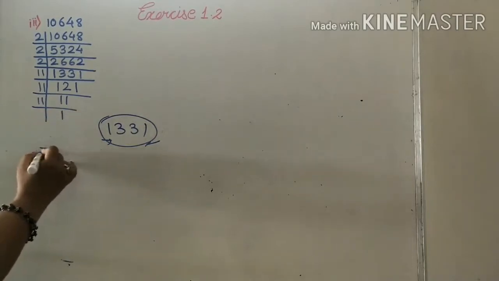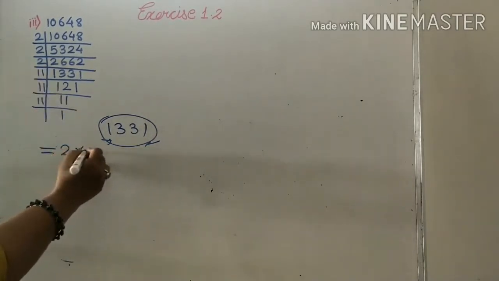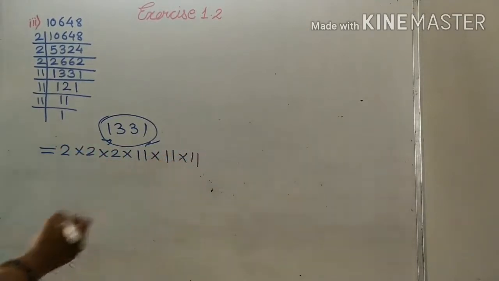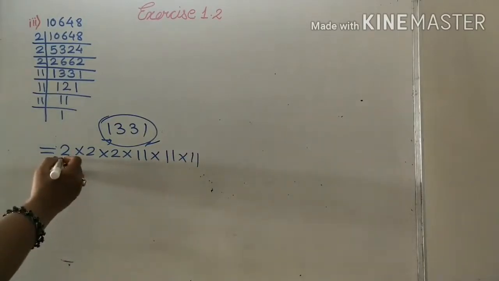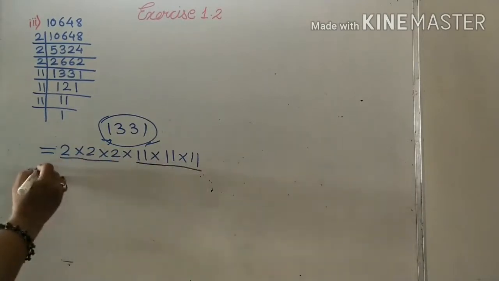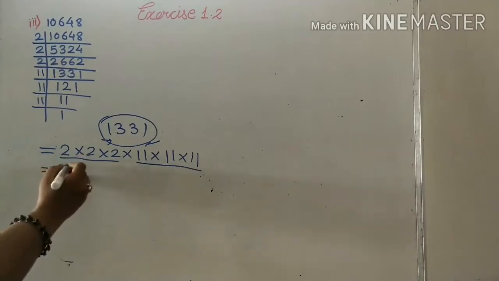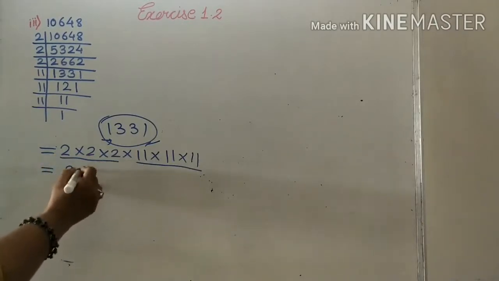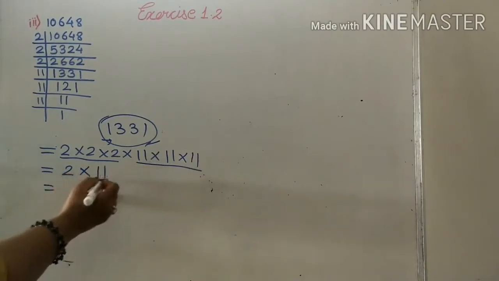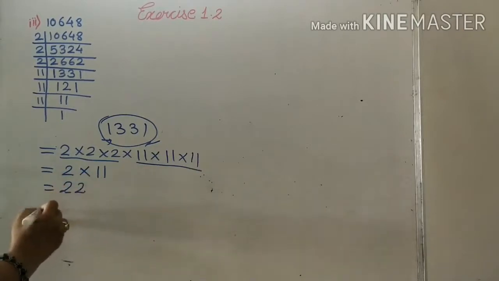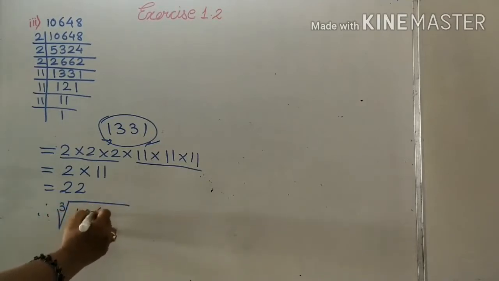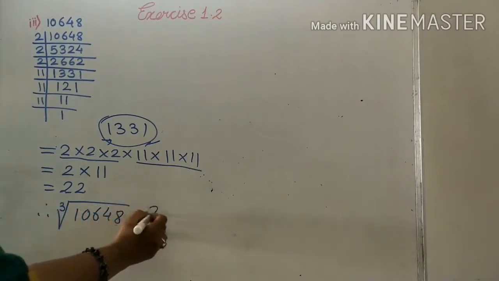So the factors of the given number are 2 into 2 into 11 into 11 into 11. Now here we have to group these numbers in groups of 3. This is one group and this one is the second group. From each group we have to take one digit. From this group we are taking 2, multiplication sign, from this group we are taking one digit, that is 11. Now multiply. 2 11s are 22. Therefore, the cube root of 10,648 is 22.